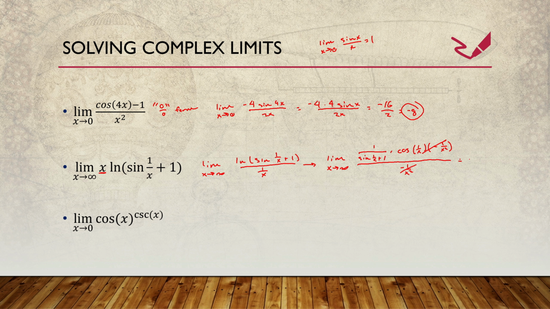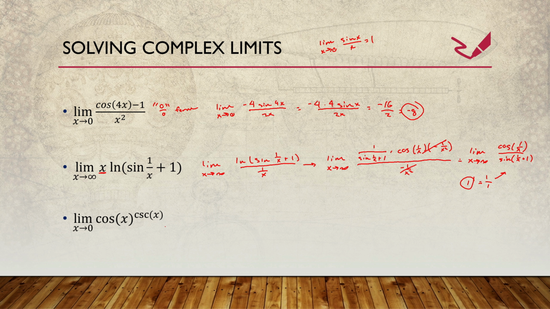So then what you would be left with is just the limit as x approaches infinity of cosine of 1 over x all over sine of 1 over x plus 1. So based on that, if we plug in infinity here, we get 0, right? So we get 0. And the cosine of 0 is 1. And if we plug in the sine of 0, we get 0, but it has an additional 1, so it would be 1. So your final answer is going to be 1.